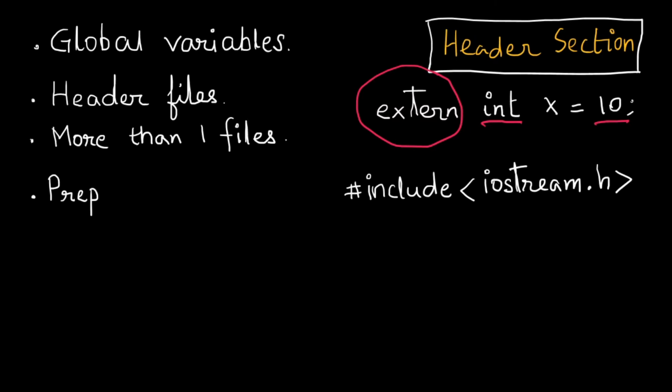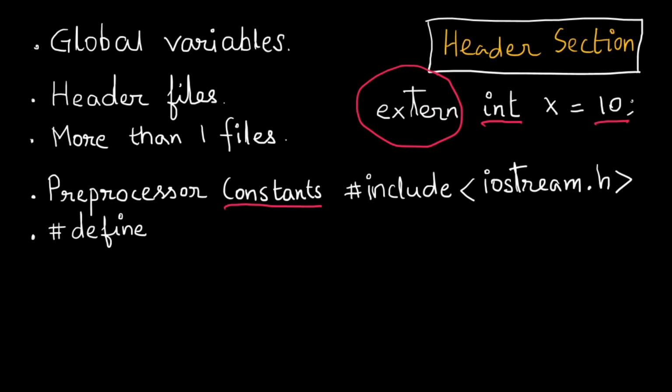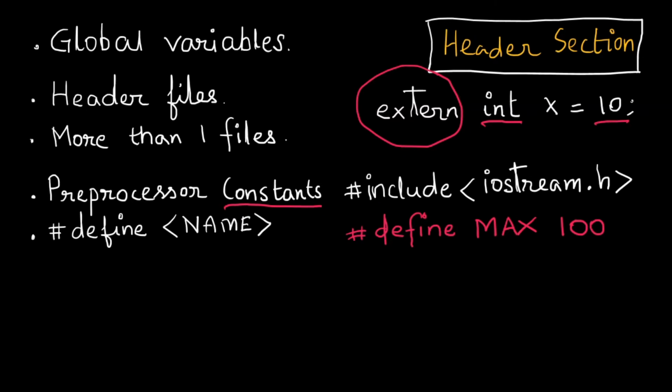Not only that, you can define preprocessor constants in the header section. A preprocessor is a small piece of code executed before your main C++ program. So if I want to define a constant value, I will write define and the name of the constant with value. So define MAX 100. 100 is a constant that has the name MAX. Except header files, all other features are optional and used when necessary.